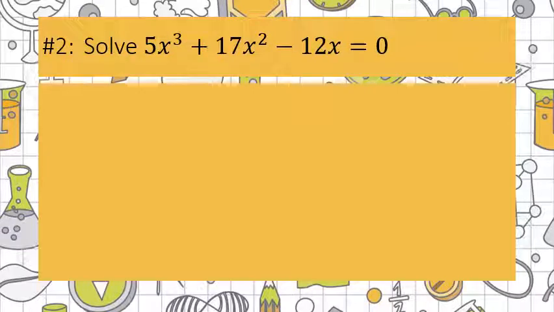The first thing I'm going to do to solve this is factor out a greatest common factor of x. Anytime you look at a polynomial and the last term has an x in it, that's kind of like an indicator that that's something you could factor out. So that's going to be our first step.